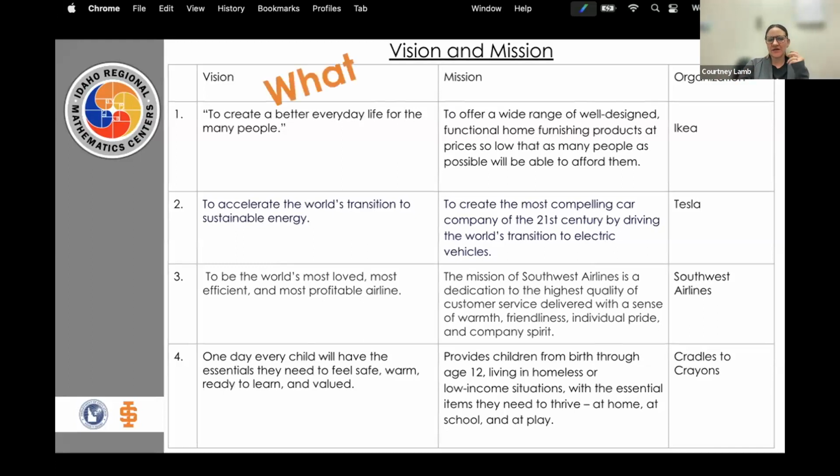So I like what you said. Sometimes it could be looked at as the vision is the what. What is going to happen? And this is kind of what you were saying. And your mission is how. How are we going to achieve that? So if we look at "one day, every child will have all the essentials," well, how are we going to do that? We're going to provide all of these things. This is our how. So that's an easy way for me to think about it: vision is what do I want, and then mission is how we'll achieve that.